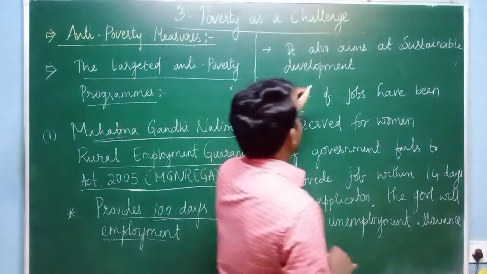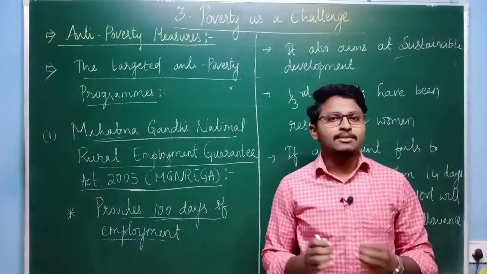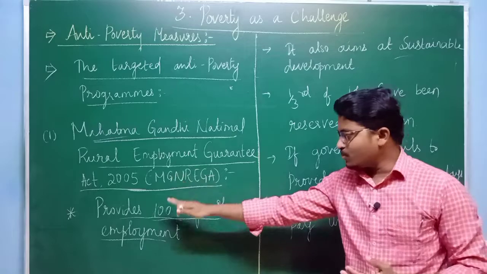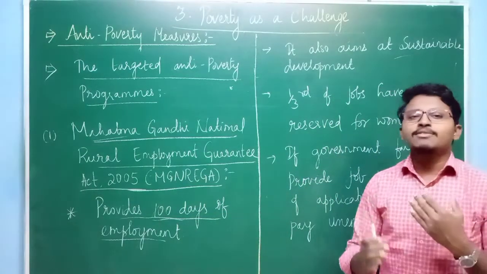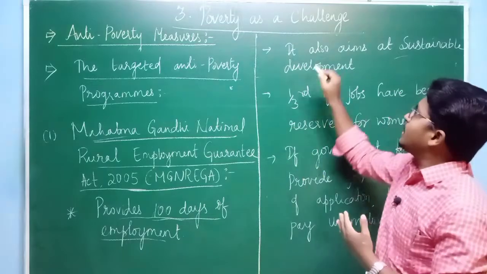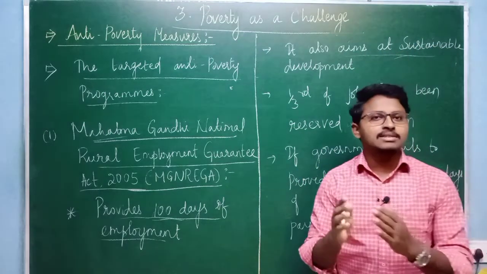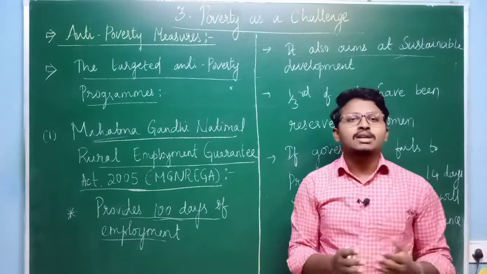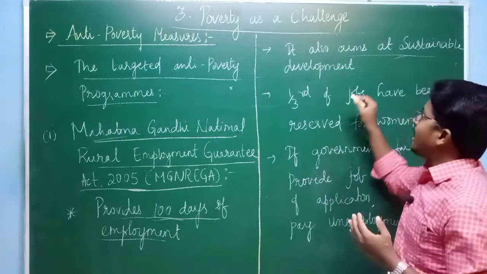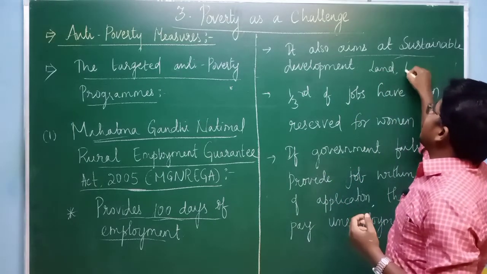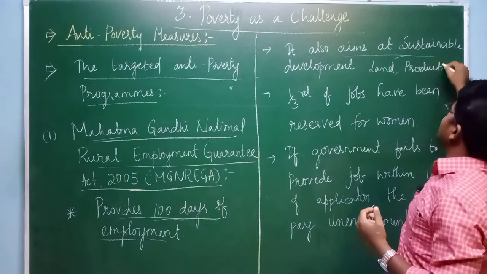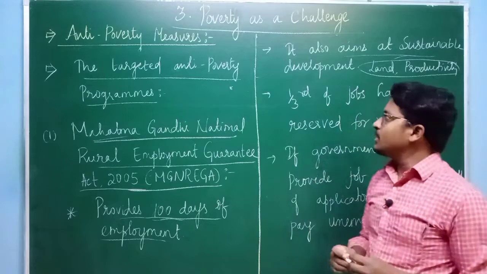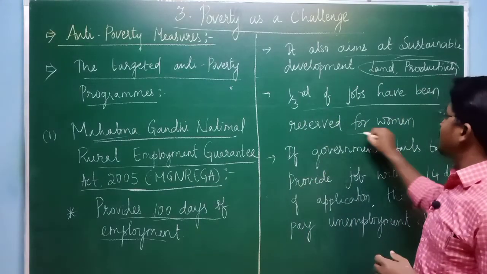Then the next thing is that it also aims at sustainable development. The main aim of the Mahatma Gandhi National Rural Employment Guarantee Act is that it provides 100 days of work. At the same time, the works done under this scheme will also be aimed at sustainable development. That means it tries to prevent deforestation and soil erosion, and mostly it focuses on the activities which will develop the land and land productivity. Mostly these kinds of activities are performed under MGNREGA. Apart from that, one-third of the jobs have been reserved for women.